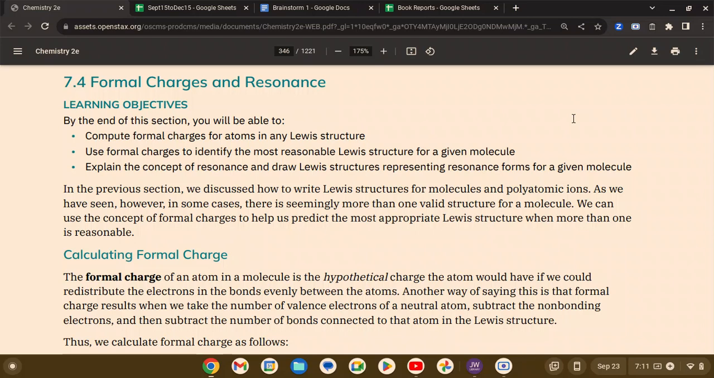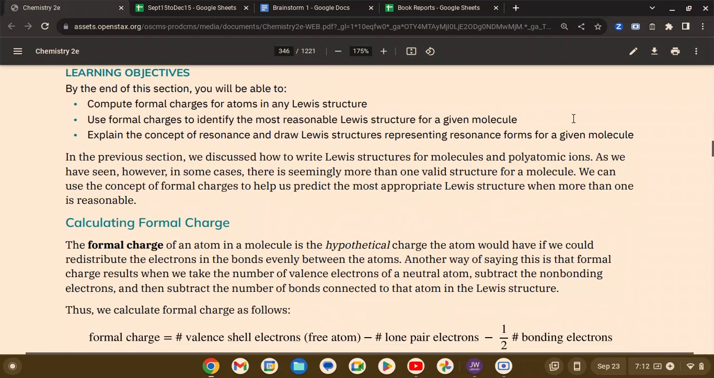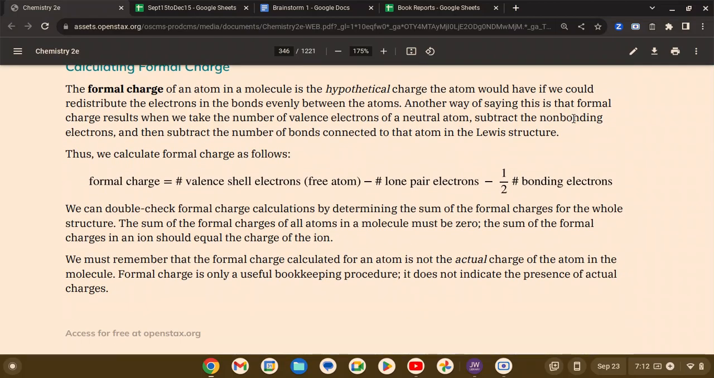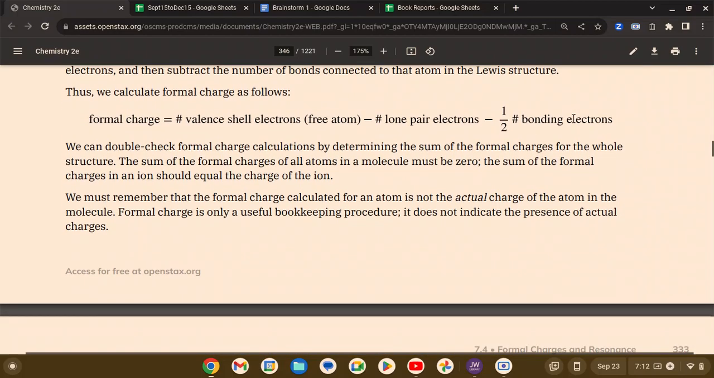The formal charge of an atom in a molecule is the hypothetical charge the atom would have if we could redistribute the electrons in the bonds evenly between the atoms. Another way of saying this is that the formal charge results when we take the number of valence electrons of a neutral atom, subtract the non-bonding electrons, and then subtract the number of bonds connected to that atom in the Lewis structure. Thus, we calculate formal charge as follows. And then there's the formal charge rule.